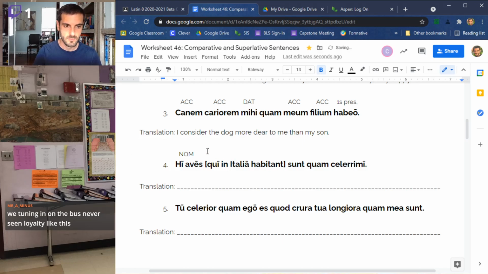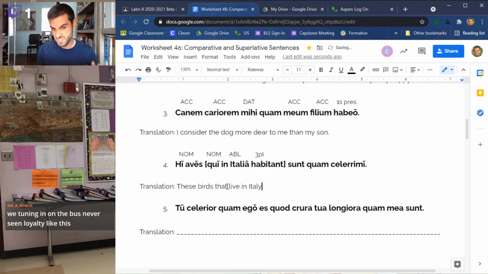He always, they are my subject. These birds, we probably say which or that. We don't say who when we're talking about birds. Qui in Italia habitant. So these birds that live in Italy, which live in Italy, either one. These birds that live in Italy. So that's a little bit more information about the birds, right? Then we get into our main clause. Sunt quam celerimi. These birds that live in Italy are very, very fast, right?